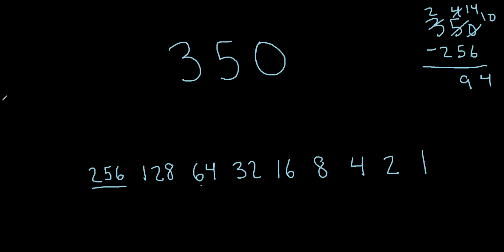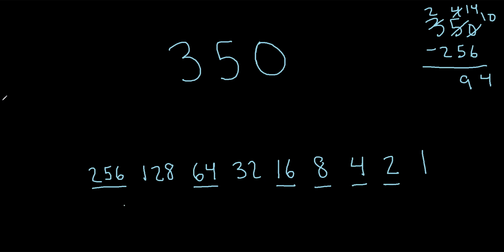So 128 is too much. We could use a 64. So if we have 64, to get the 94, we need 30 more. So 32 is going to be too much. So what about 16 plus 8? That's 24 plus 4. That's 28 plus 2 is 30. So this gets us exactly to 350.